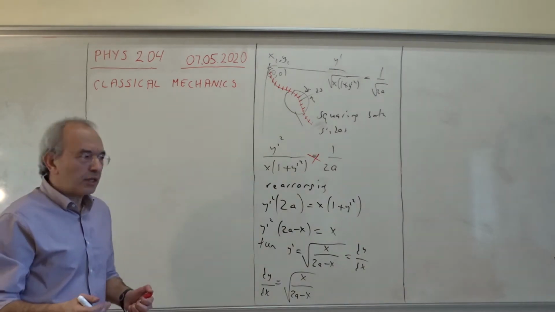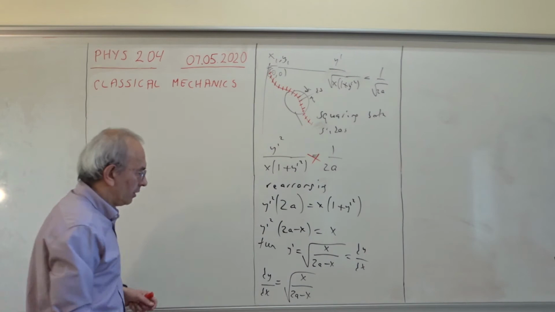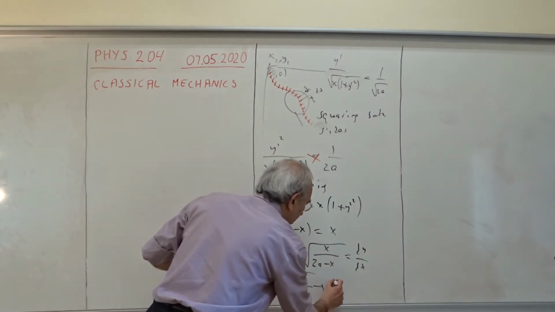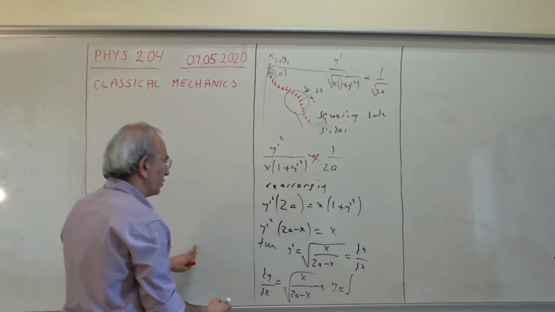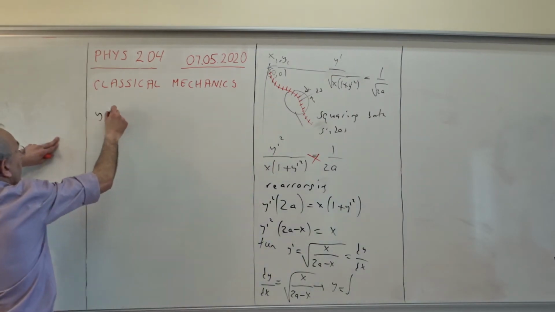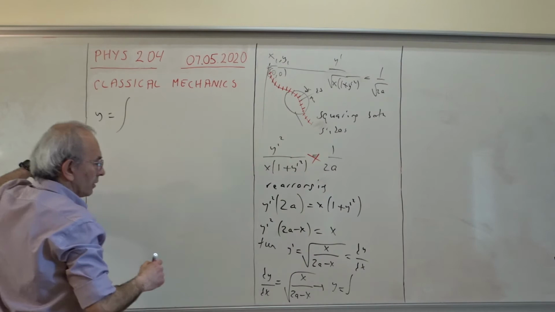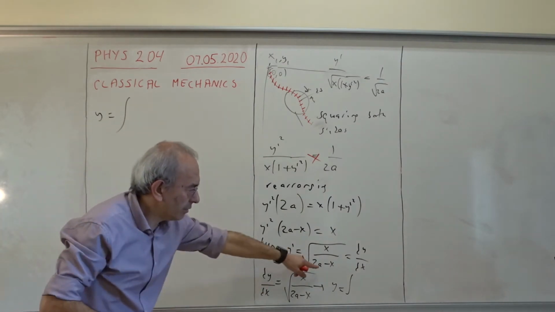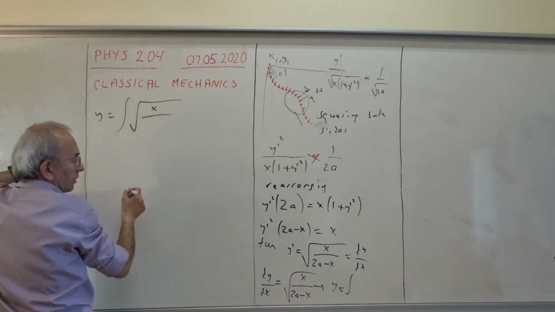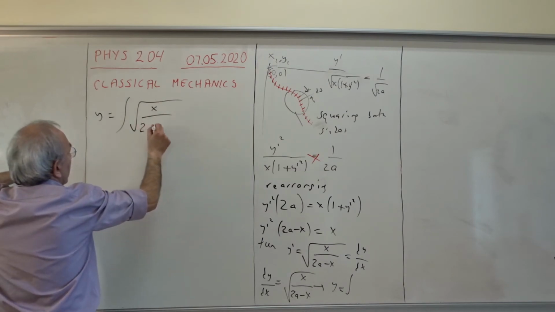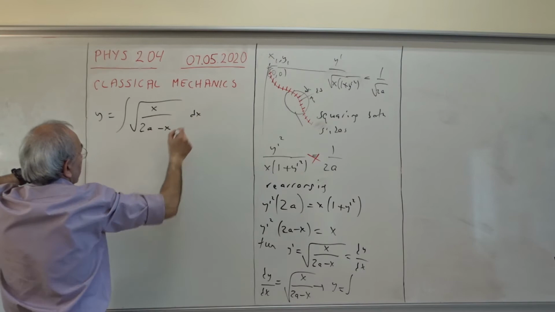Then we will, of course, as you expect, take the integral. So that y is an integral of the right hand side. What is that integral? So y will be integral, dx comes there. So we have root of x over 2a minus x and dx.